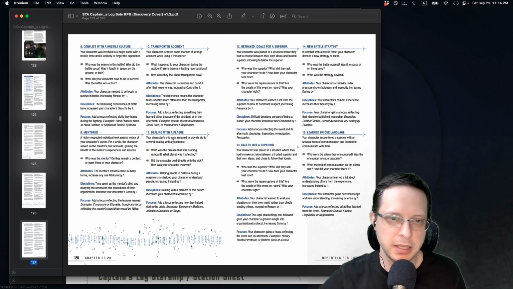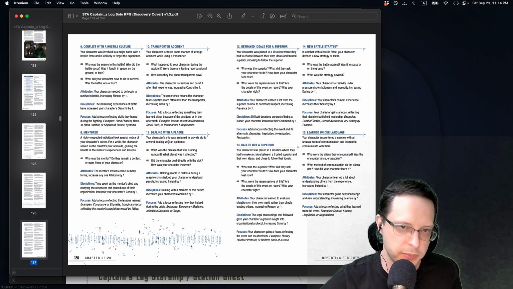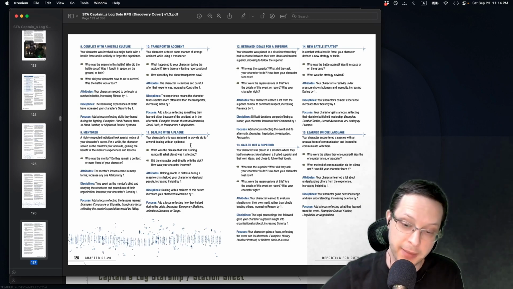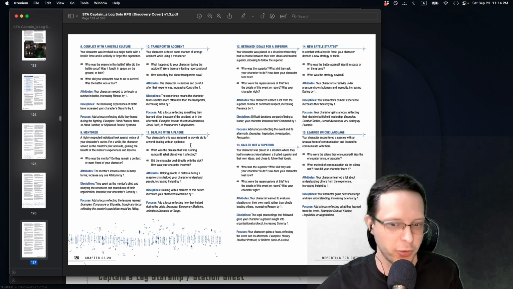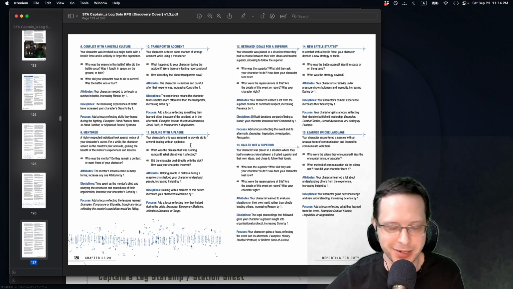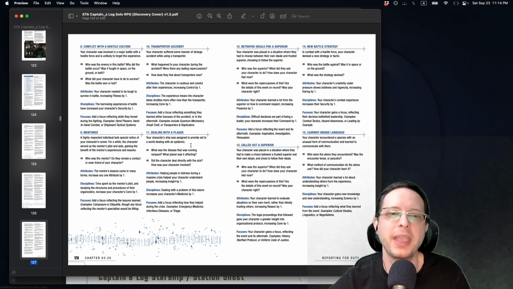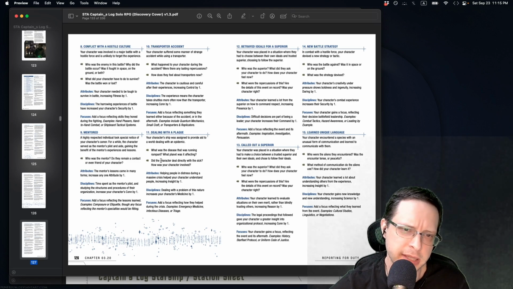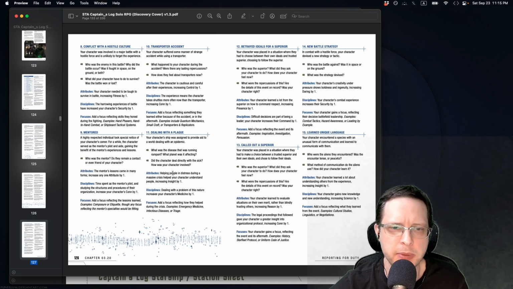Yeah, so basically, here it says your character's ship was assigned to provide aid to a world dealing with an epidemic. I'm thinking what probably happened is that we were on a world, and then suddenly it started experiencing an epidemic while we were there. So it says here, did the character deal directly with the sick? How was your character involved? So, yes, helping people in distress.